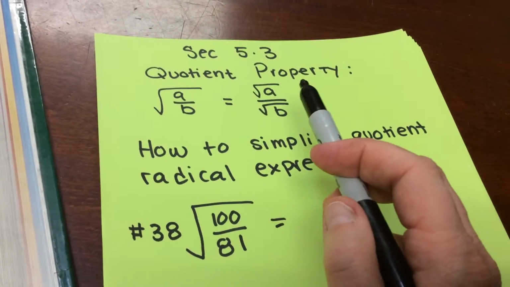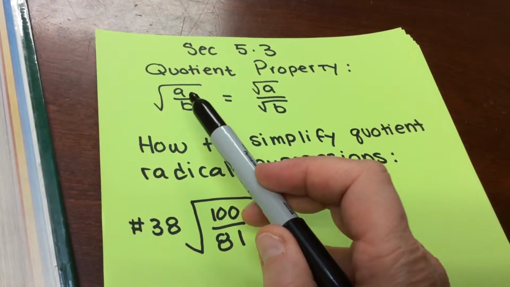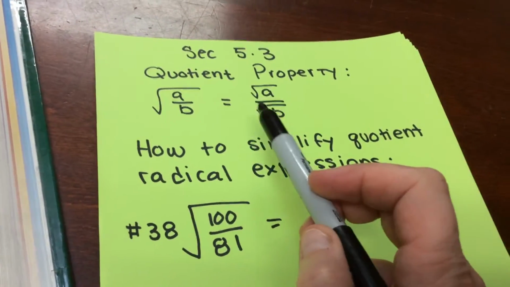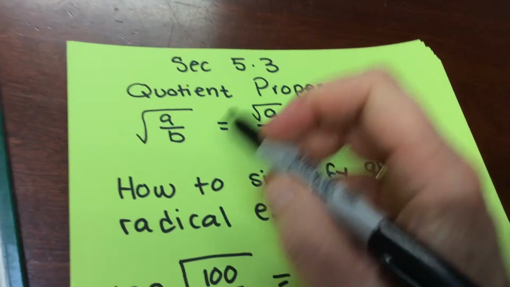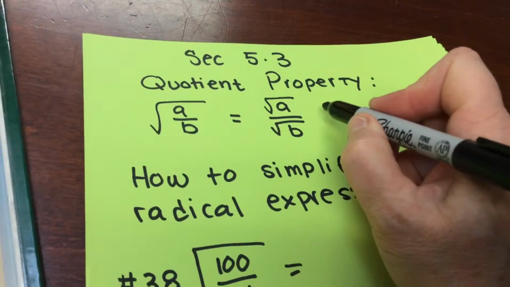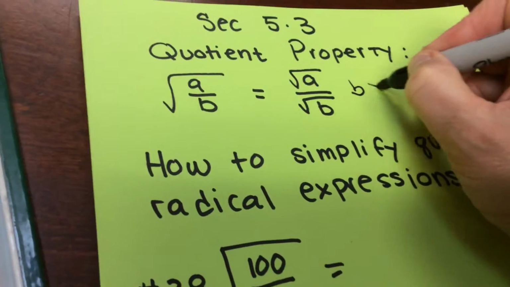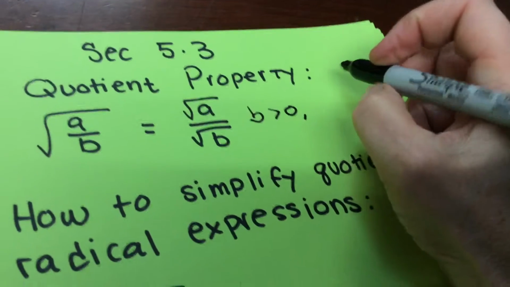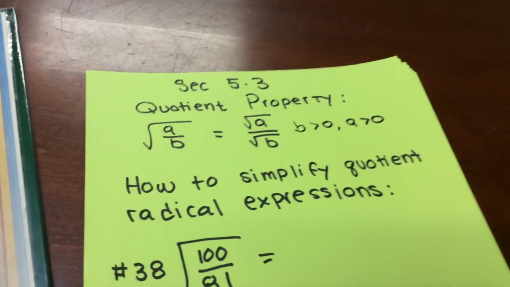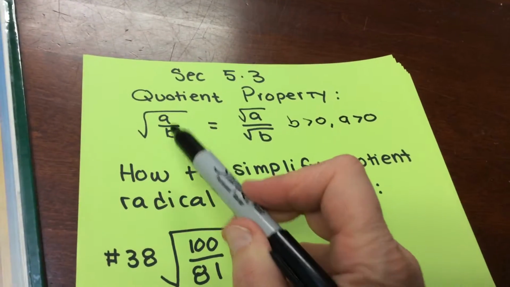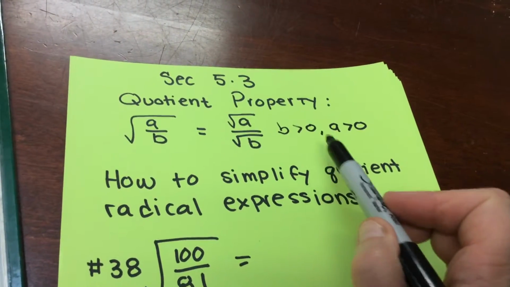So the quotient property of radical numbers says that the square root of some number a divided by some number b equals the square root of a divided by the square root of b. And there's a couple of things that we have to know about this. First, because b is on the bottom, we have to say that b has to be greater than 0. And then we also know that a has to be greater than 0. So for our quotient property, we have the square root of a divided by b is equal to the square root of a divided by the square root of b, so long as b is greater than 0 and a is greater than 0.